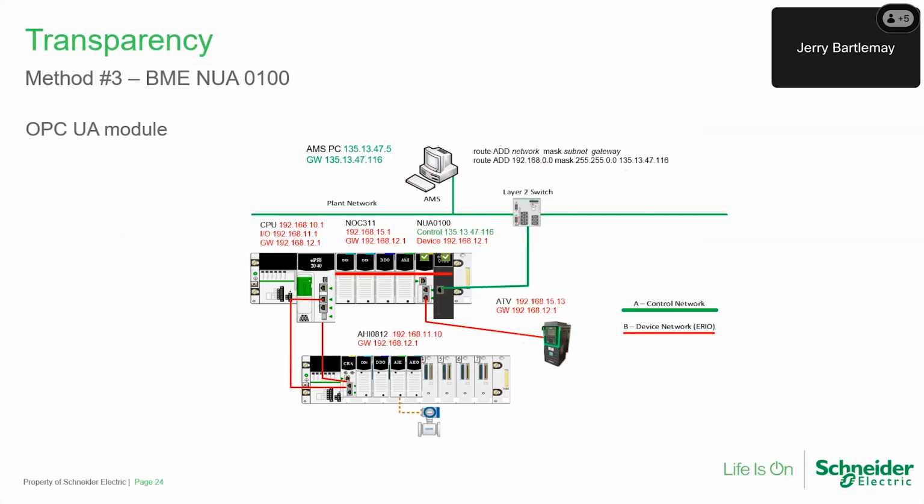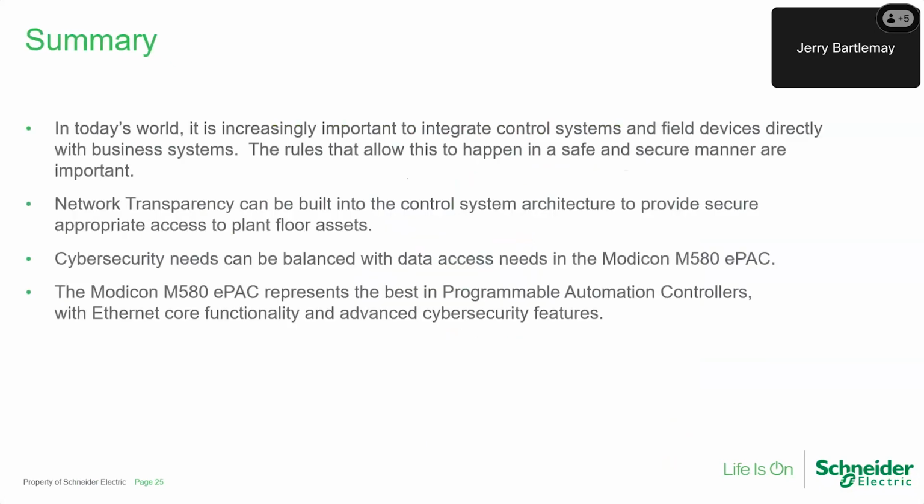And like the NOC 321 and a layer 3 switch, both of those are going to block any broadcast messages and isolate the remote IO systems from each other. So in summary, it's become very important to do this.